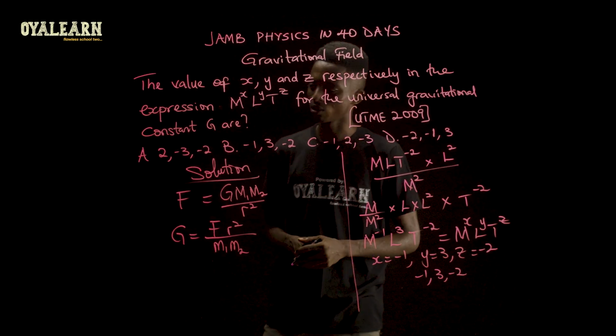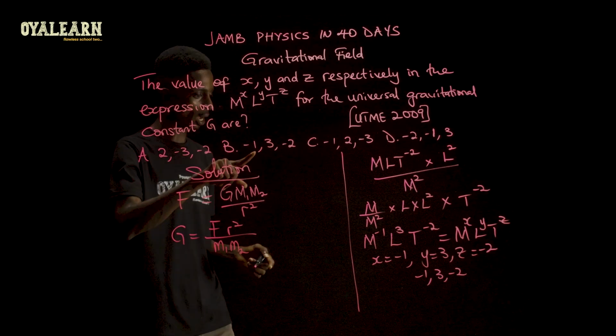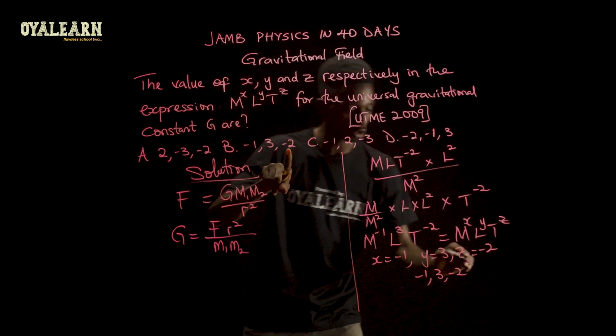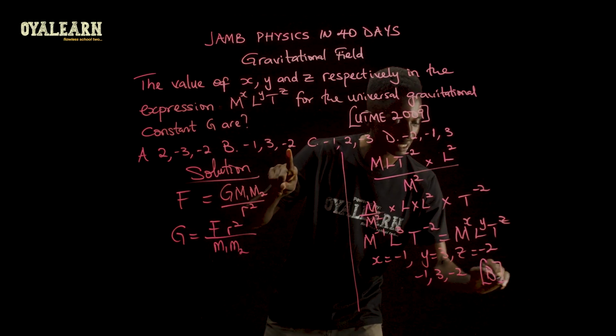Now let's check the options. Minus 1, 3, and minus 2. That is option B. That's the correct one.